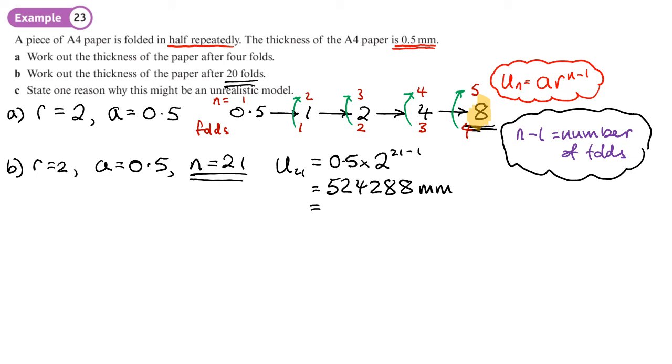Let's change this. Let's divide this by 1,000. And what do we get? 524.288 meters. So we're talking about a thickness of paper almost, just over half a kilometre in thickness. 0.524, that's 3 significant figures, kilometres. Maybe that will help me with the next bit, part C.